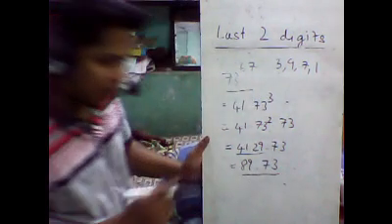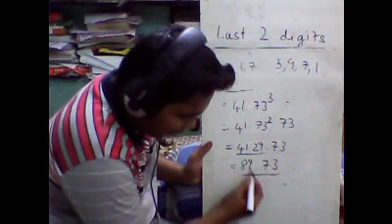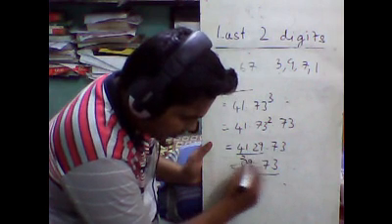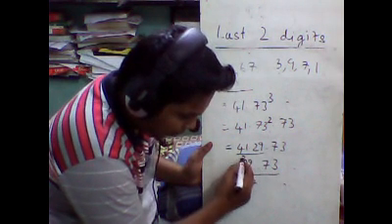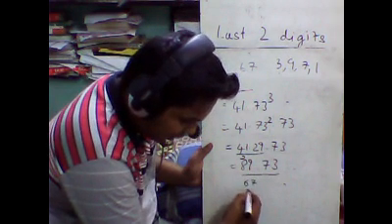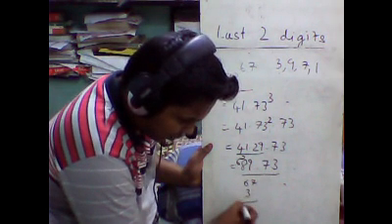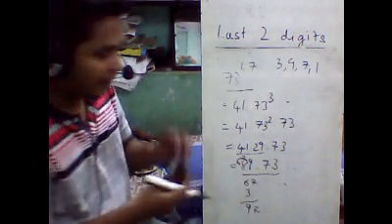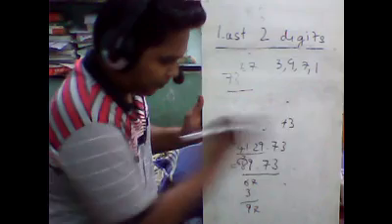We have to multiply this by 73. So 3 into 9 is 27. 3 into 8 is 24, 25, 26. 7 into 9 is 63. So 97. 97 is the last two digits of 73 to the power of 67.